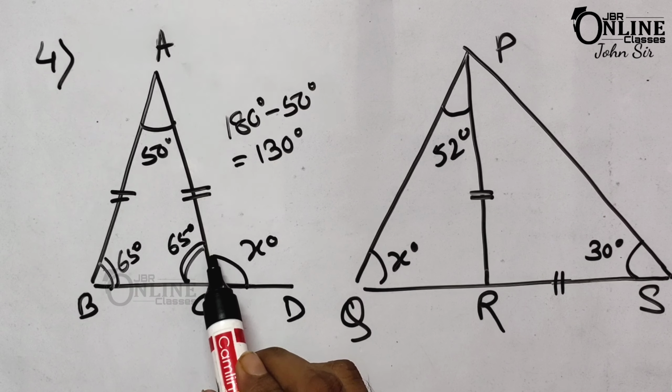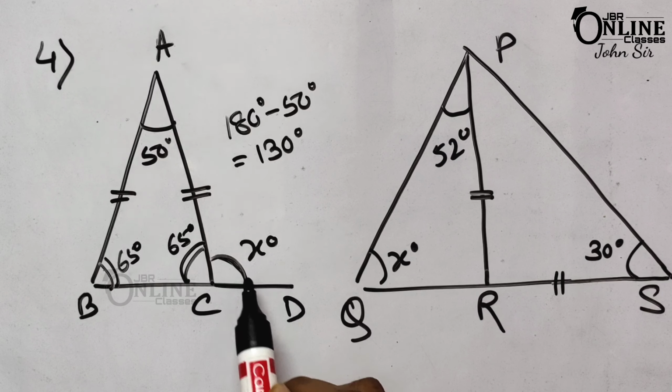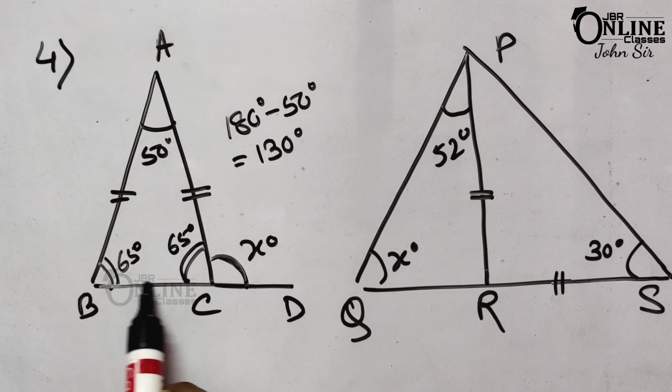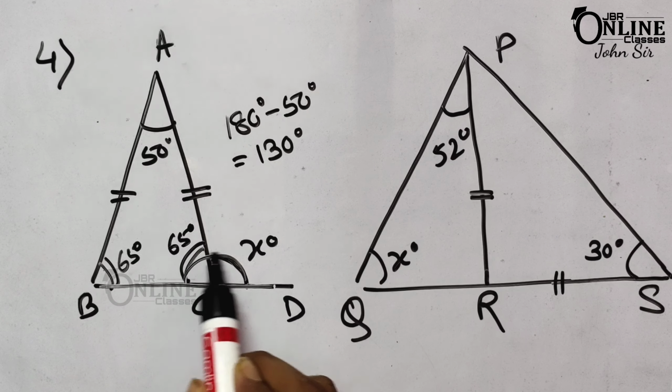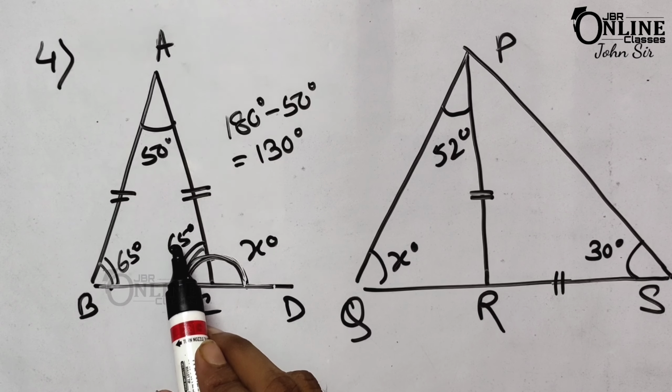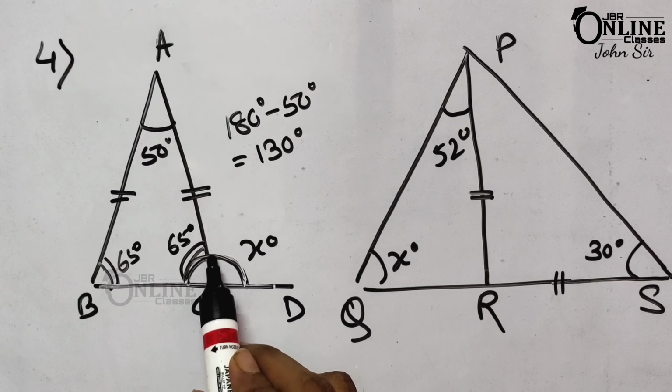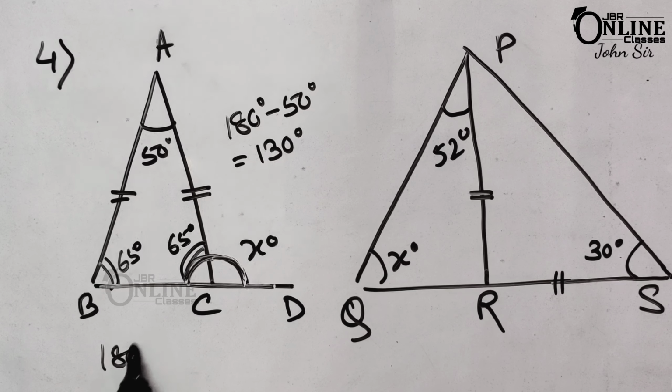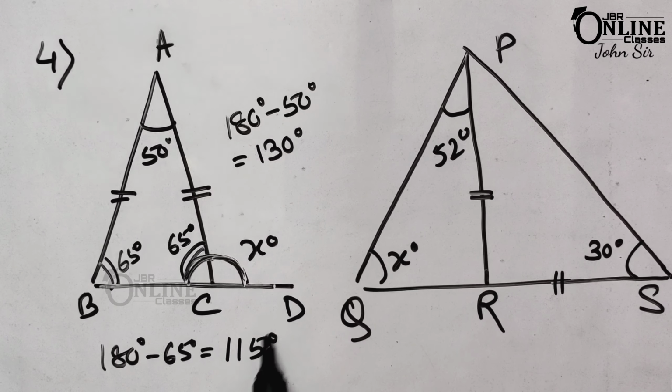Clear? Now you have to find out the value of angle x. Okay, so here BD is a straight line, that means this is a 180 degree angle. So if this one equals 65, then definitely x equals 180 minus 65, and that equals 115 degrees as your answer.